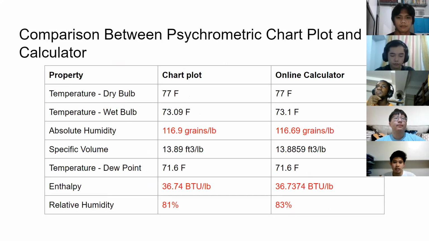Lastly, our comparison of our chart plot and online calculator. As we can see in our table of comparison, there is not much of a difference between both values, but in our relative humidity, we have a 2% difference. We know that the higher the relative humidity, the higher the amount of water vapor and moisture we have.